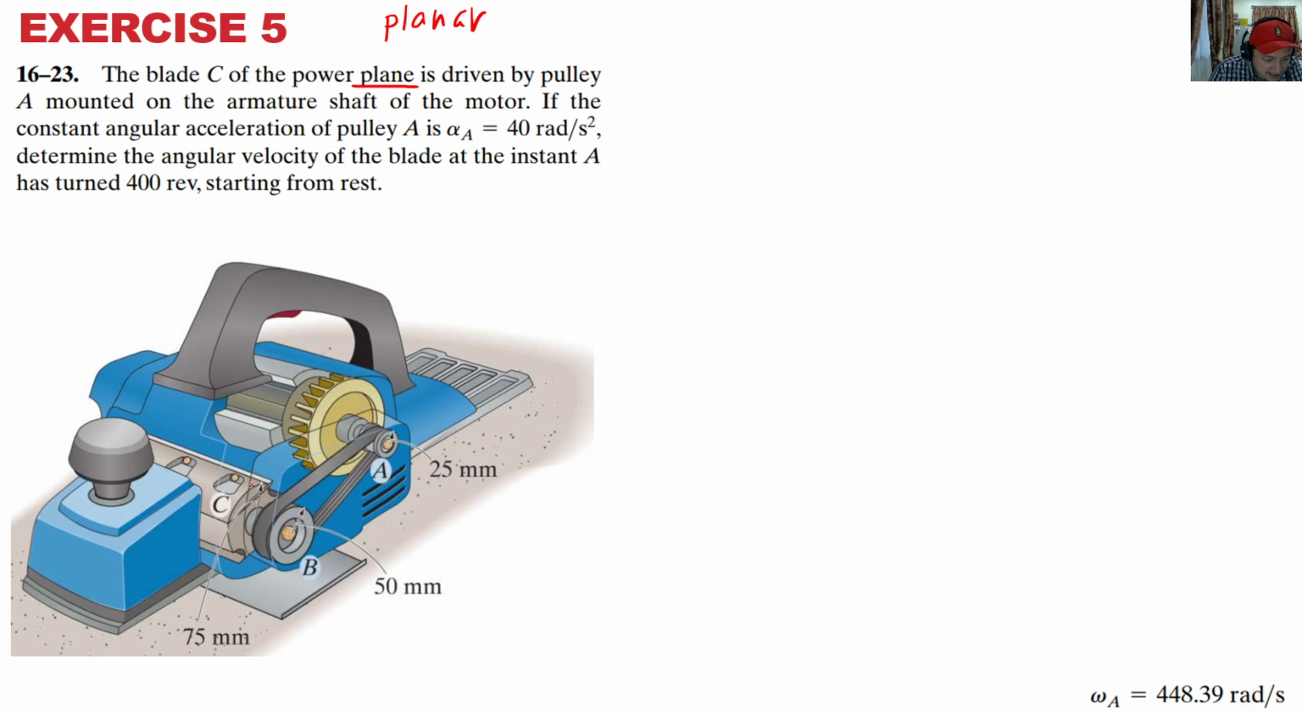Blade C is over here. This is the blade. It's driven by a pulley A, mounted on the armature shaft. This one, mounted on the shaft of the motor. If the constant angular acceleration of pulley A. Okay.